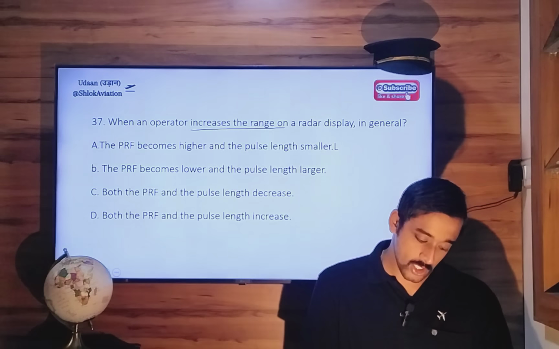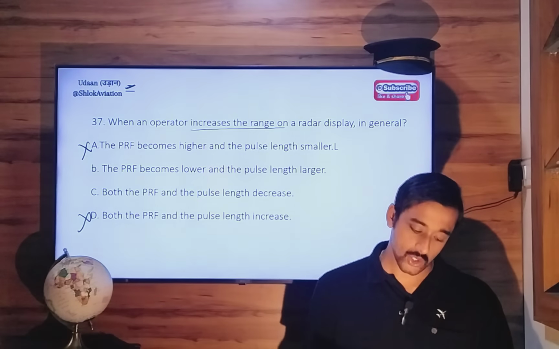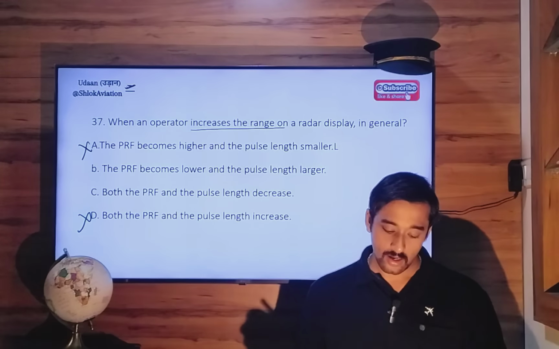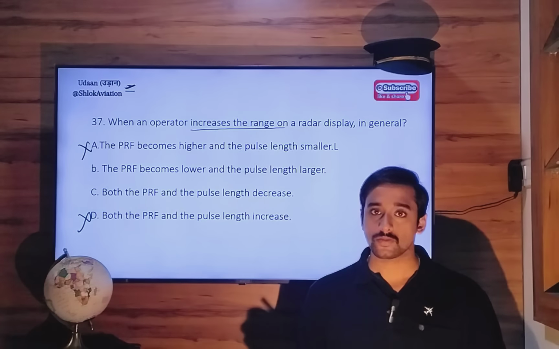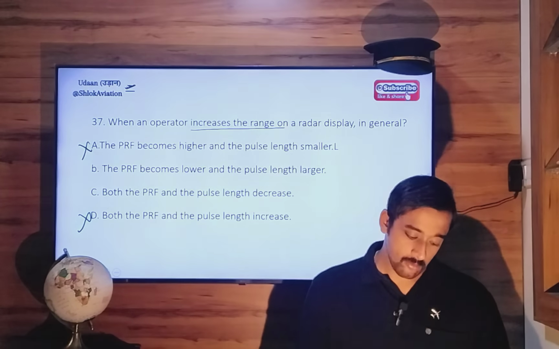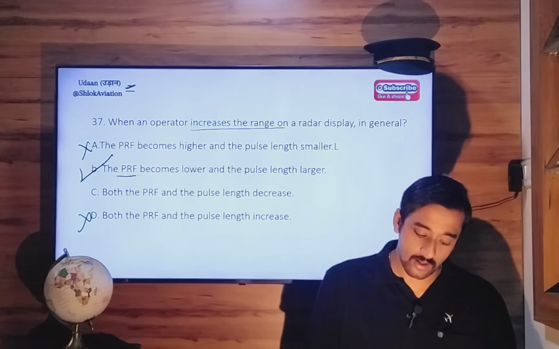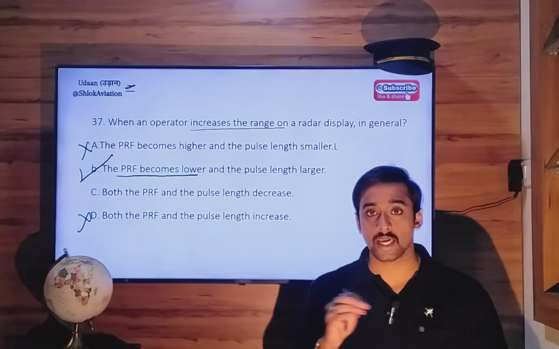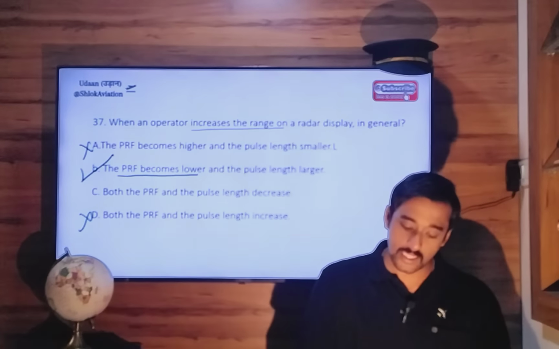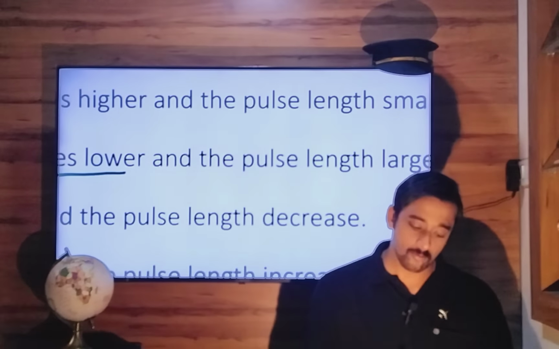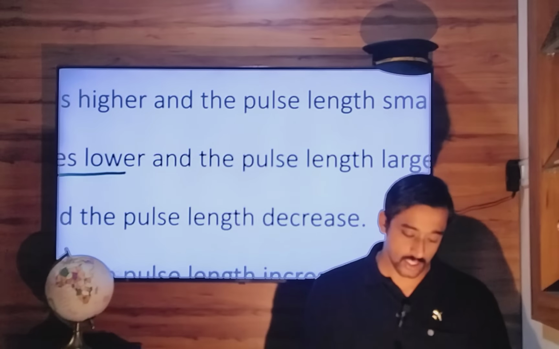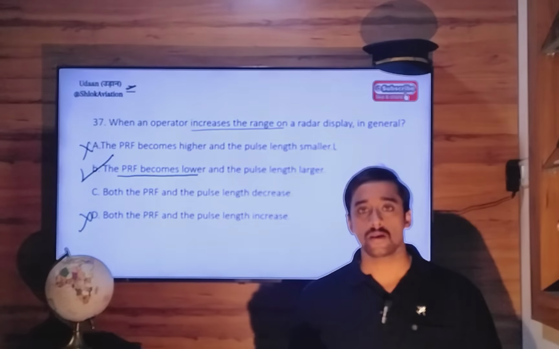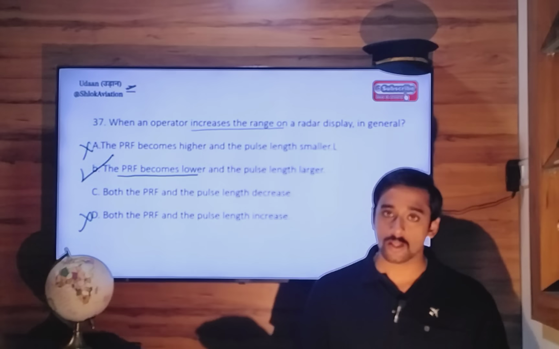So option alpha wrong, delta wrong. PRF becomes lower. What about pulse length? Pulse length larger, not decrease. So Bravo is the correct option. Pulse repetition frequency becomes lower, so you will send fewer and fewer pulses every second. In turn pulse length will be larger because we know that frequency is inversely proportional to range. If you are decreasing frequency, there is some space for pulse length to become larger. So Bravo is the correct option: pulse length larger.